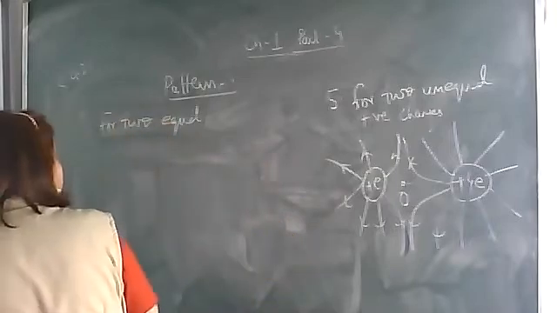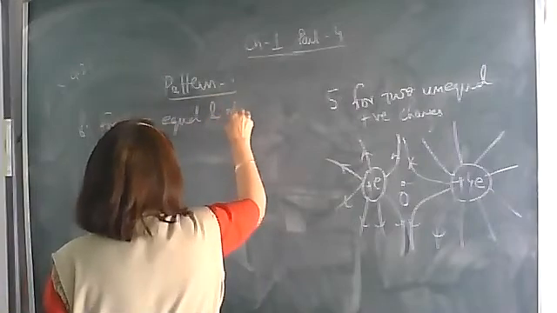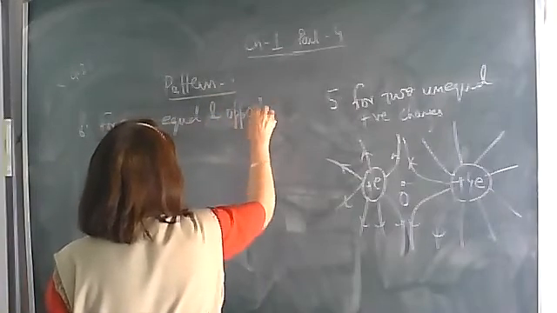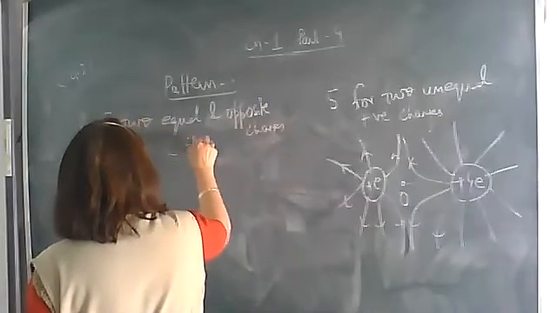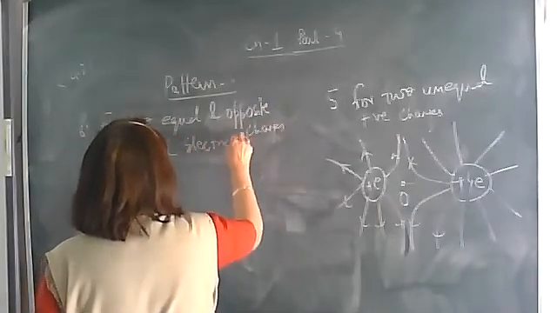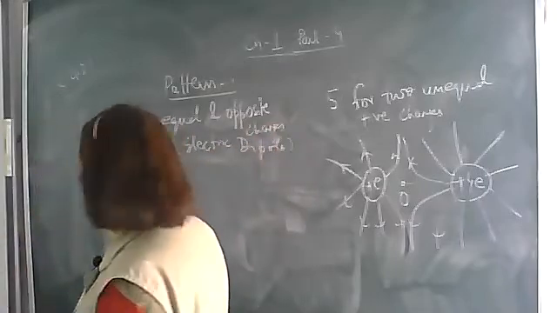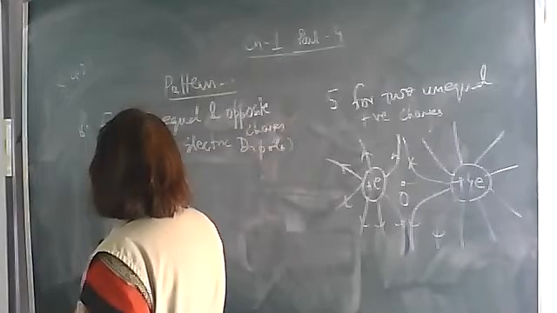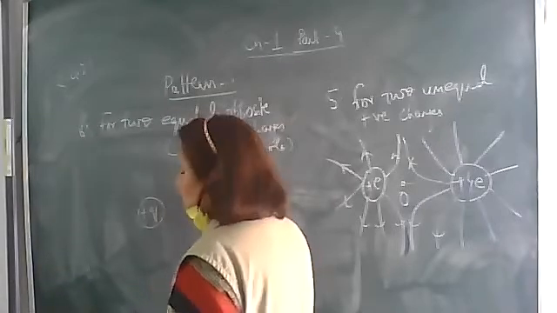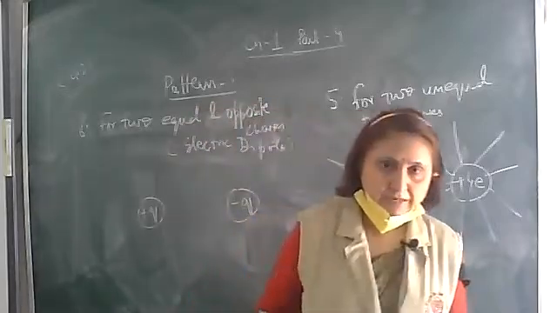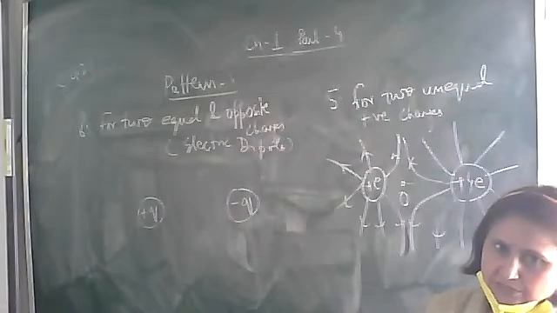Next, let's draw for two equal and opposite charges. What does it mean? This is also called an electric dipole. Okay, the next topic is electric dipole. We are going to study about electric dipole. Two equal means equal in magnitude and opposite means opposite in sign. One is plus q and the other is minus q. Two equal and opposite sign charges.